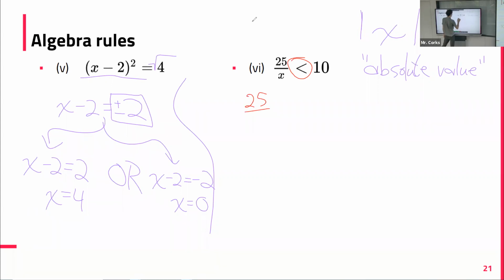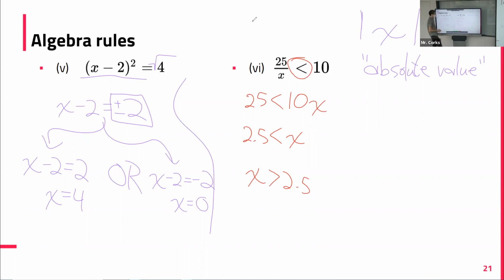So 25 is less than 10x, and then loop the 10 over. So we'll get 2.5 less than x. And of course, by convention, usually we write the variable on the left side. So what would it be? Greater than. Yeah. Greater than 2.5. So just here, the sign has to flip directions. If you're moving everything from one side to the other side, flipping sides, the sign also flips directions.